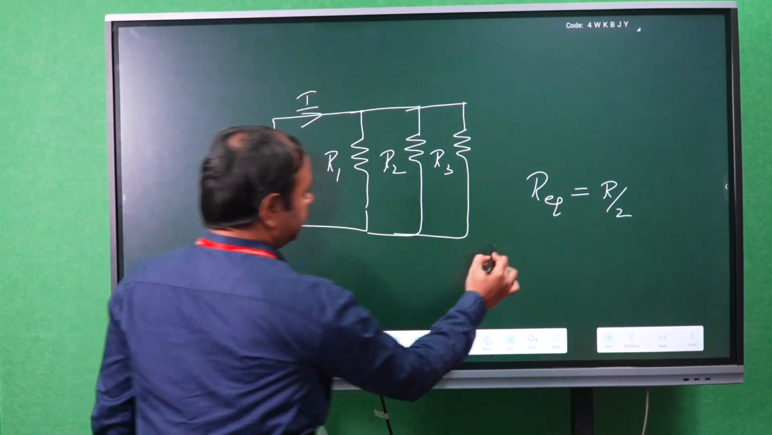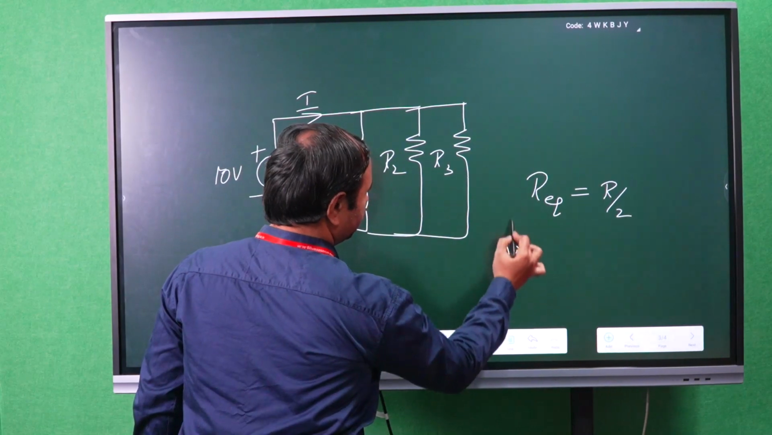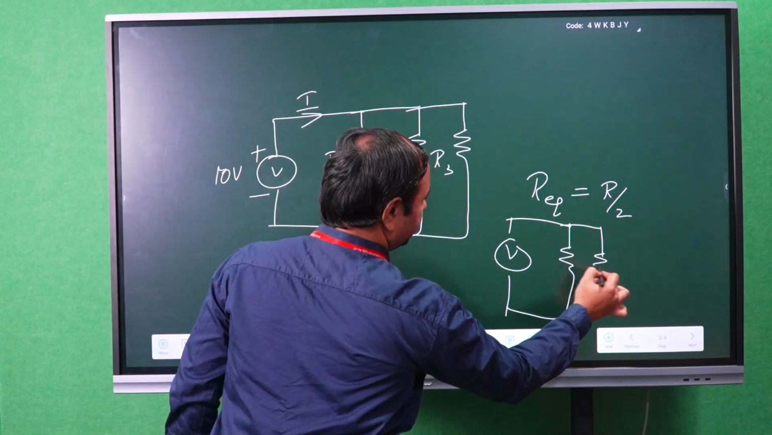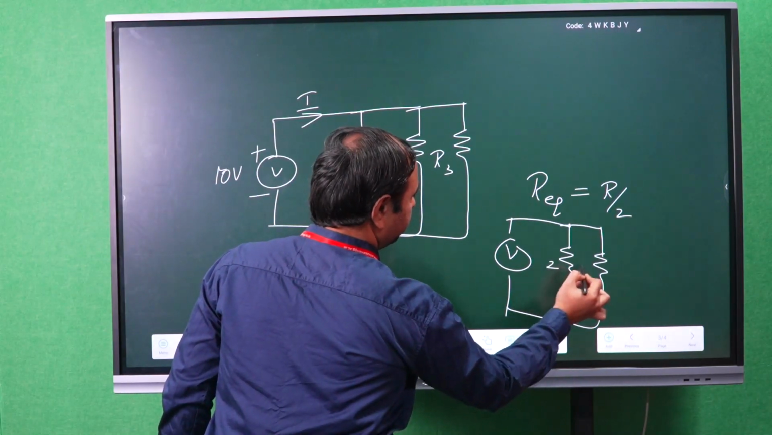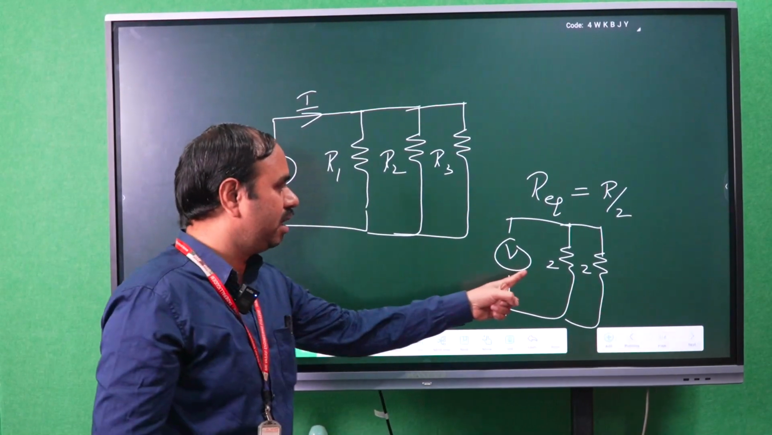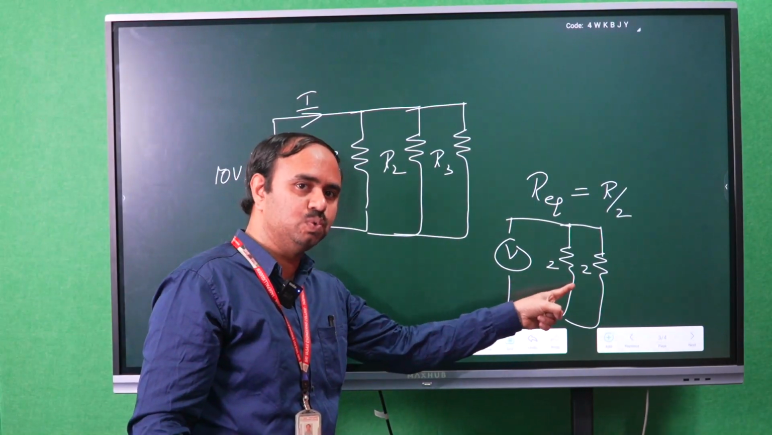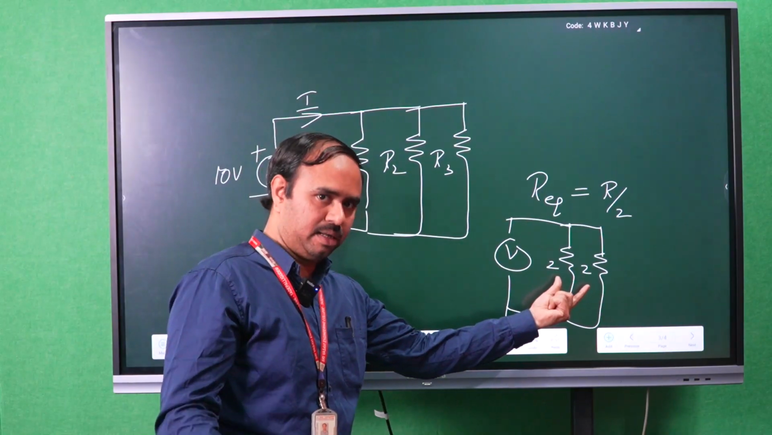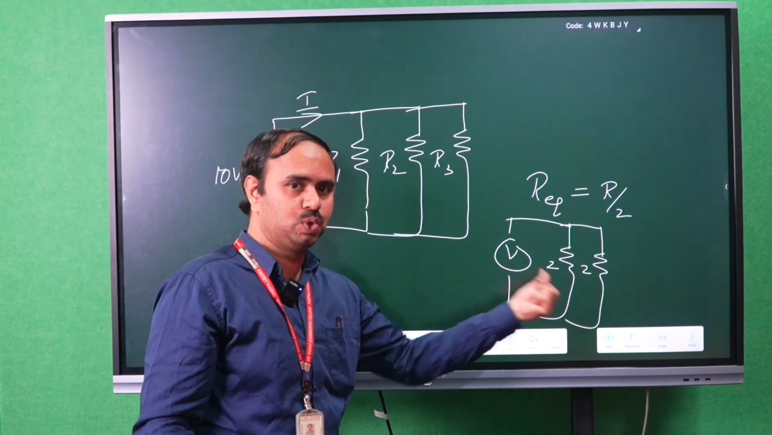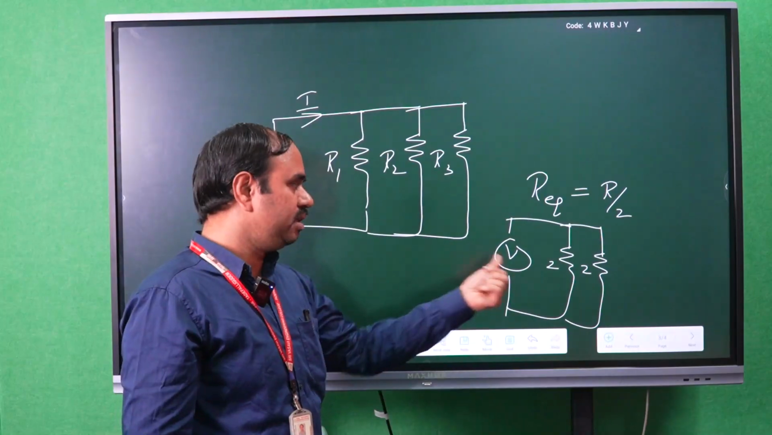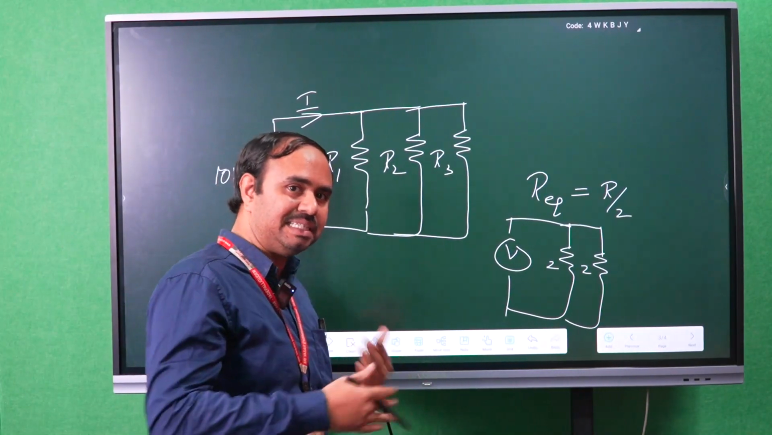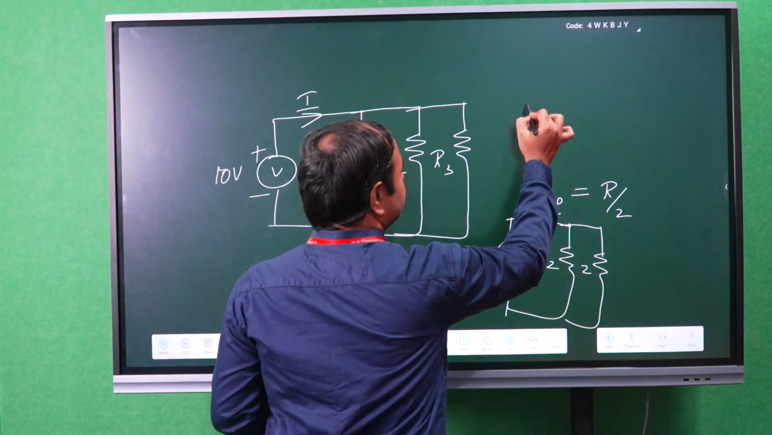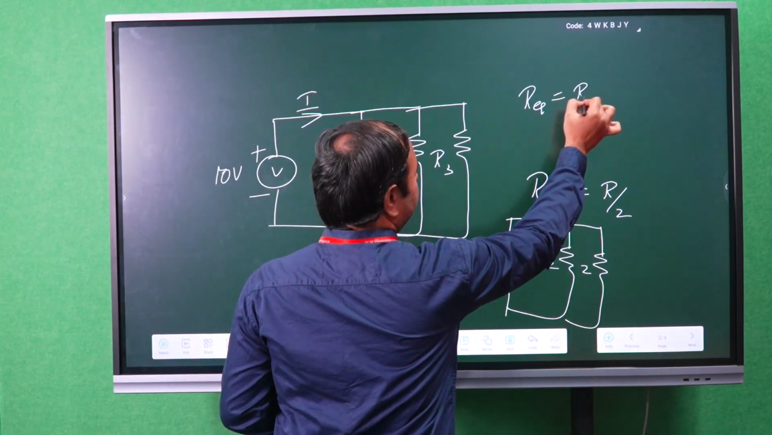For example, a voltage source, and two resistances connected in parallel, each having a resistance value of 2. These two are connected in parallel, of course, and the value is the same, 2 ohms, 2 ohms. So for this circuit, we can easily calculate the R equivalent by a direct technique, that is R equivalent is R by 2.